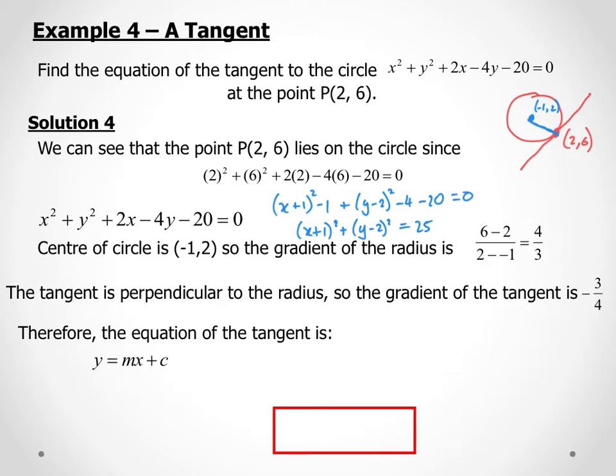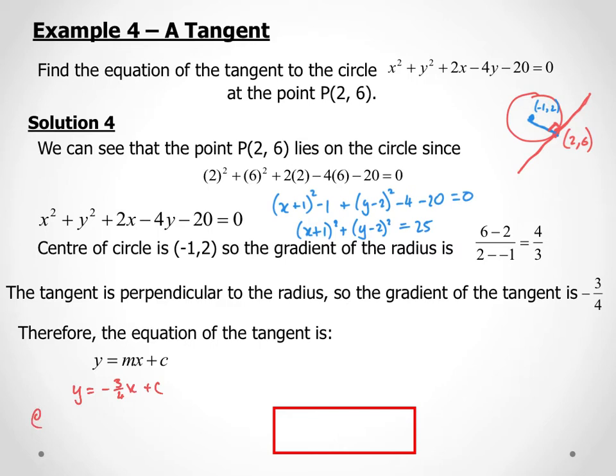But if I want to find the tangent, I know that a tangent and a radius meet at right angles. Their gradients are going to be perpendicular. So if I know that the gradient of the radius is 4/3, the gradient of the tangent must be minus 3/4. It's perpendicular. So to finish this off then, if we know that the gradient is minus 3/4, then the equation of the tangent must be y equals minus 3/4 x plus some value c.